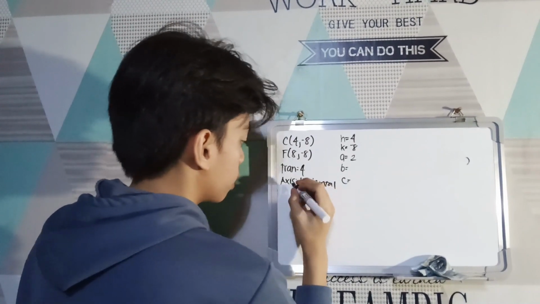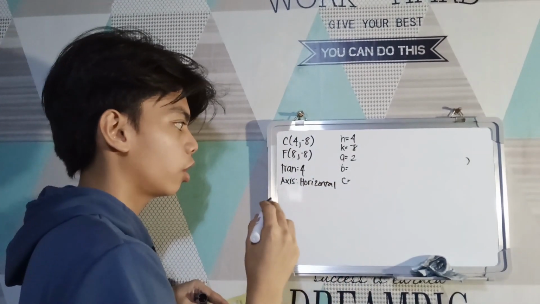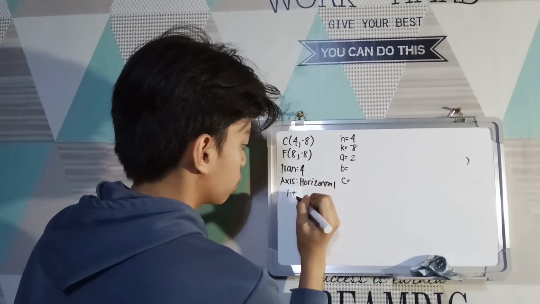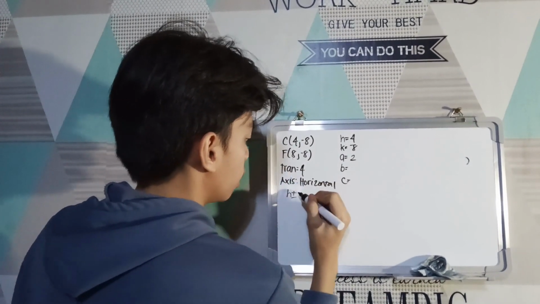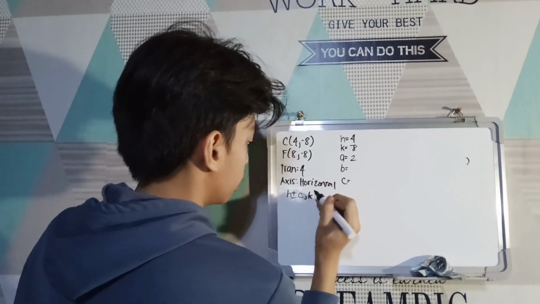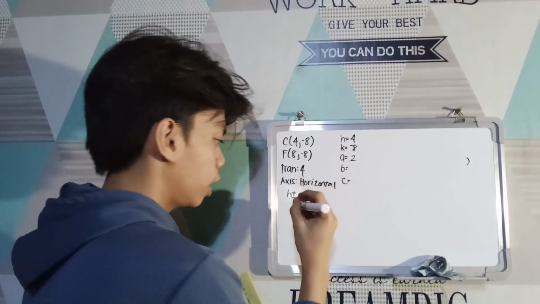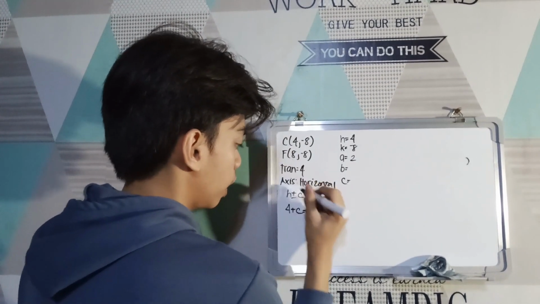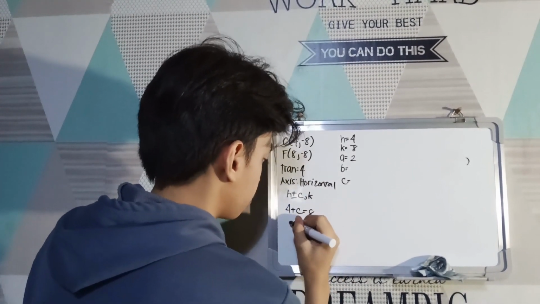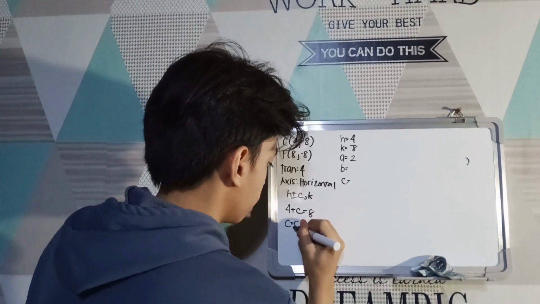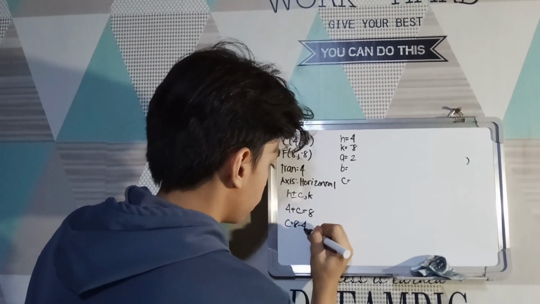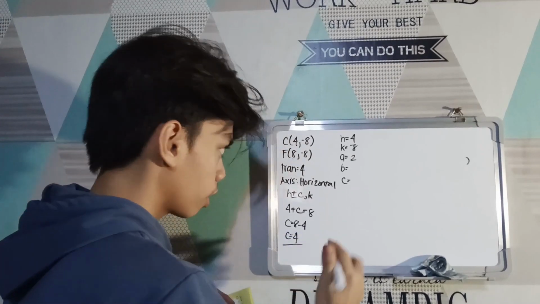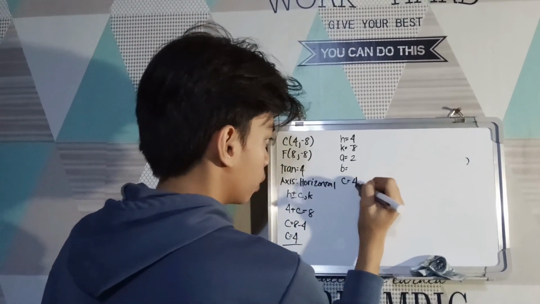May given na tayong foci. So, ang foci sa horizontal na hyperbola is h plus or minus c, k. So, substitute lang natin yung value ni h. So, 4 plus c is equals to 8. Then, transpose 4. C equals 8 minus 4. So, c is equals to 4. So, ang value ni c is 4.